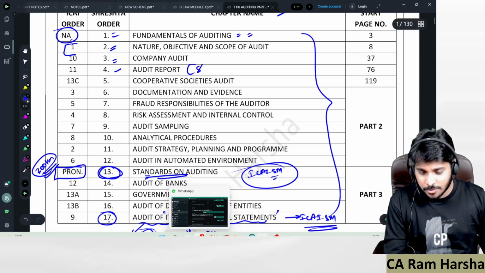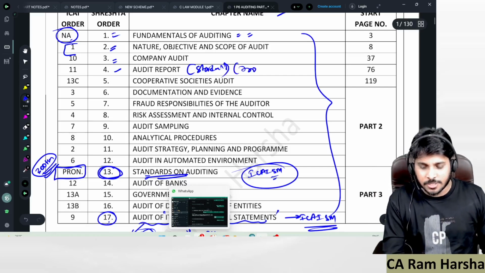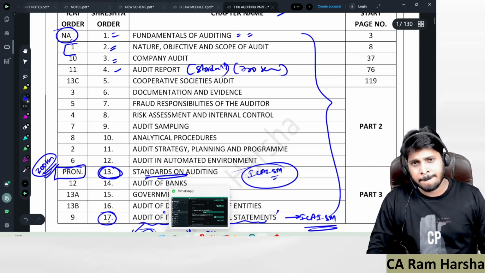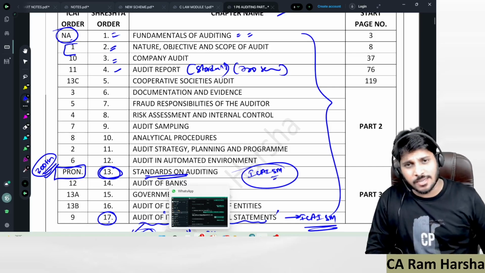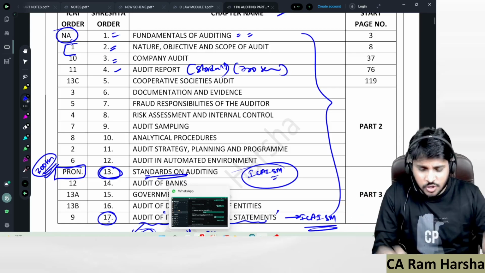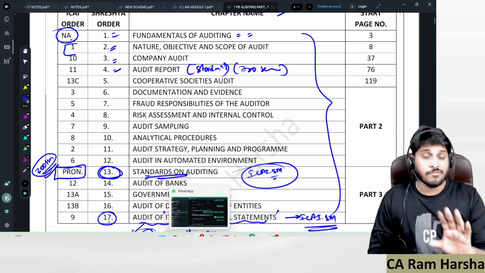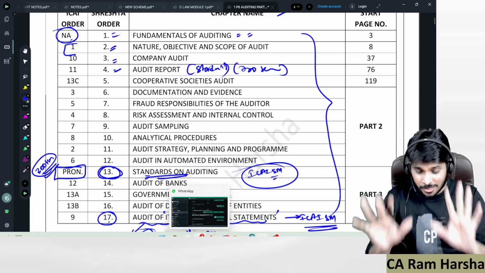This audit report is nothing but a completely standards-related topic. We are going to discuss the 700 series. We are going to discuss 610, 570. There are some standards which we are going to discuss in the 4th chapter, audit report. If at all you're a fresher student, don't worry. Don't worry about all this.